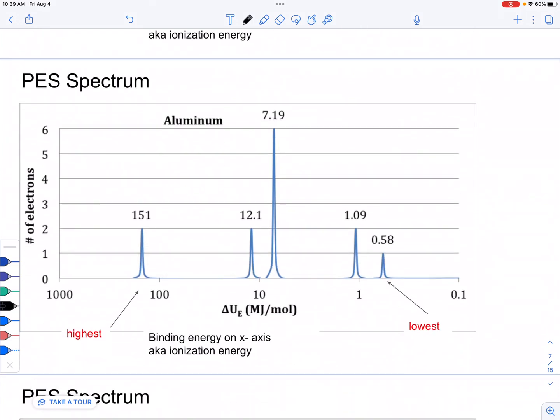So you'll notice that different than a lot of the graphs we work with, the highest levels are furthest to the left. So that means the first peak that you see right here, this is the highest binding energy, which means these are the electrons that were held the strongest to the nucleus. And on the far right side we have the lowest binding energy, which means that they feel the weakest attraction to the nucleus. And hopefully you're starting to connect, well, what does that mean about where they are in the atom?